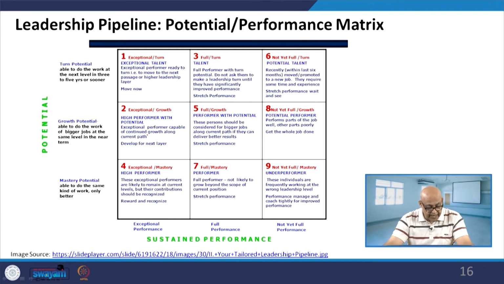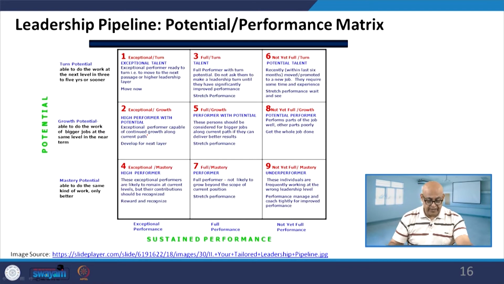Whenever we are talking about exceptional performance and being able to work at the next level in 3 to 5 years or sooner, that will be the exceptional turn. In that case, it is the move to the next passage or higher leadership layer: move now. So, the decision will be move now. And in point number 9, when we are talking about not yet full performance, with mastery potential, able to do the same kind of work only better, that will be the underperformer.